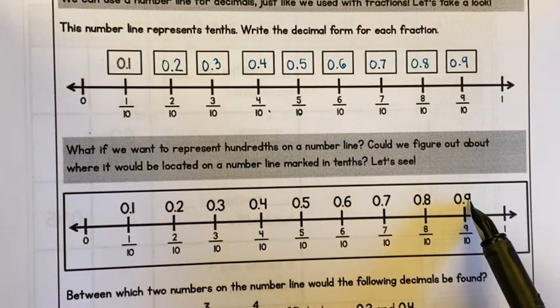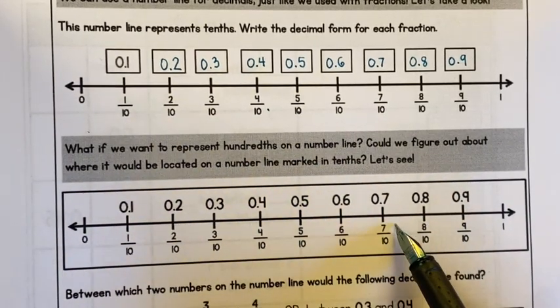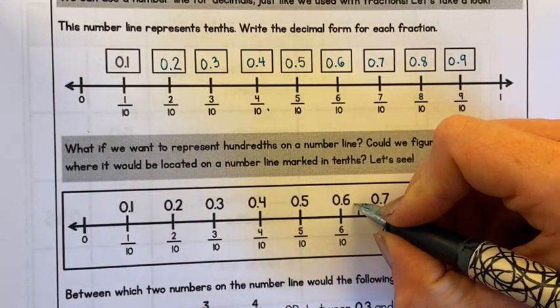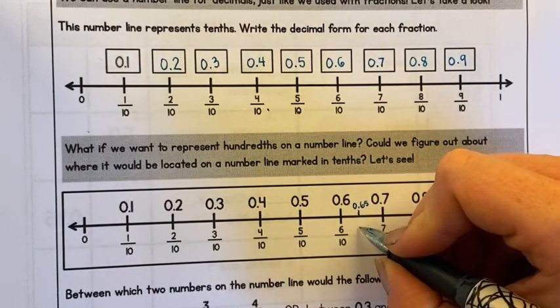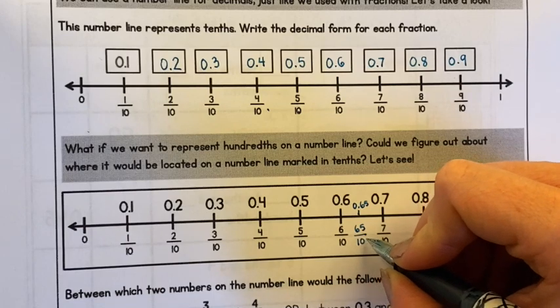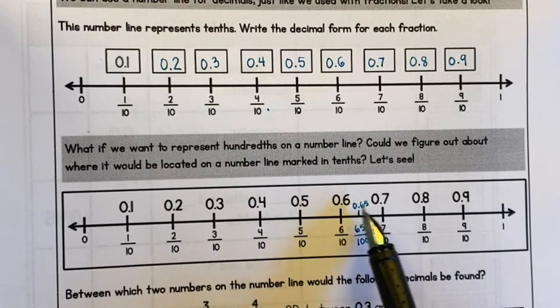Let's see. So this one, we are going to be marking... this is confusing, of why they're marking in tenths. But if you were to go in between here, it would be 0.65 or 65 over 100, 65 hundredths. So halfway in between 0.6 and 0.7, it's 0.65, 65 over 100.